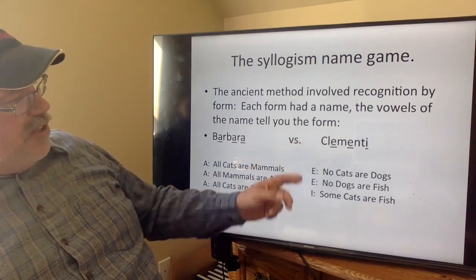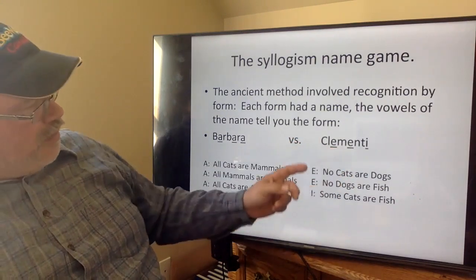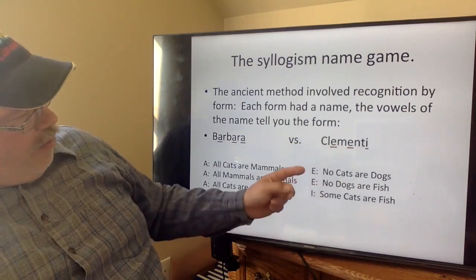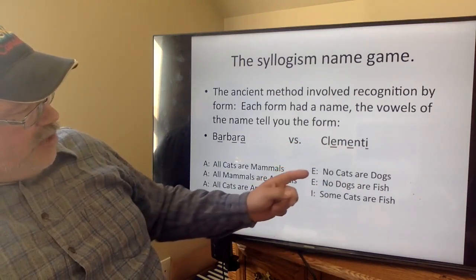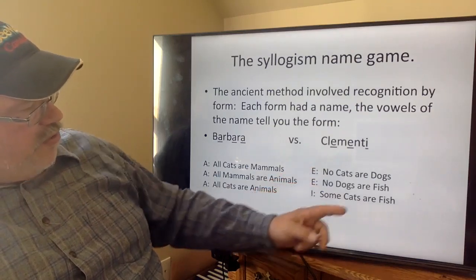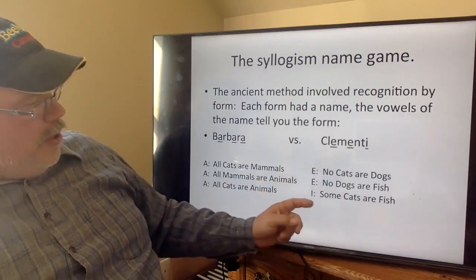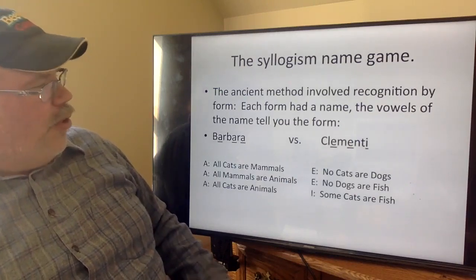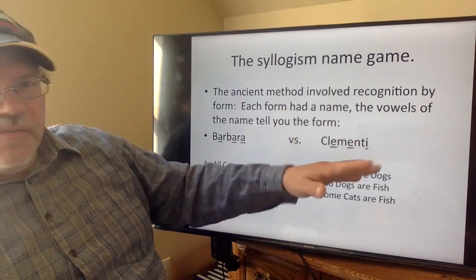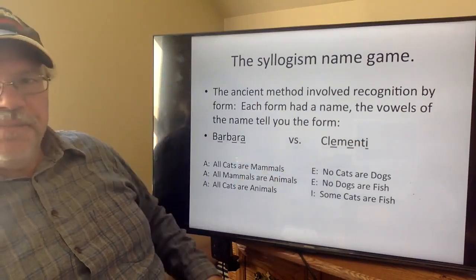Then we could have a syllogism called Celarent, EEI, which is EEI. And so we have no cats are dogs, no dogs are fish, therefore some cats are fish. It doesn't look like a very good argument. So you might think, okay, Celarent, not valid, Barbara, valid.